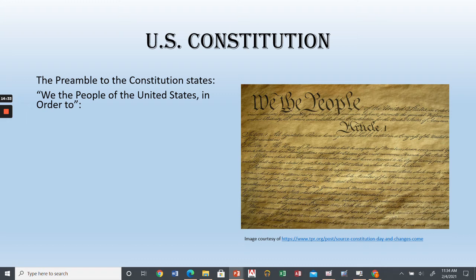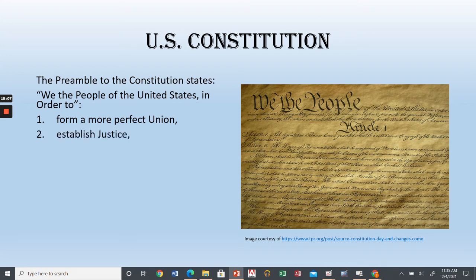You have these 13 states that were basically doing 13 different things under the Articles of Confederation. But you're going to try to unite them now into the United States. That's what the country's name means. We're uniting these separate states. We, the people of the United States, in order to, so they're basically going to explain what they're trying to accomplish by this Constitution. Form a more perfect union. Again, this idea of we have 13 states, we need to unify.